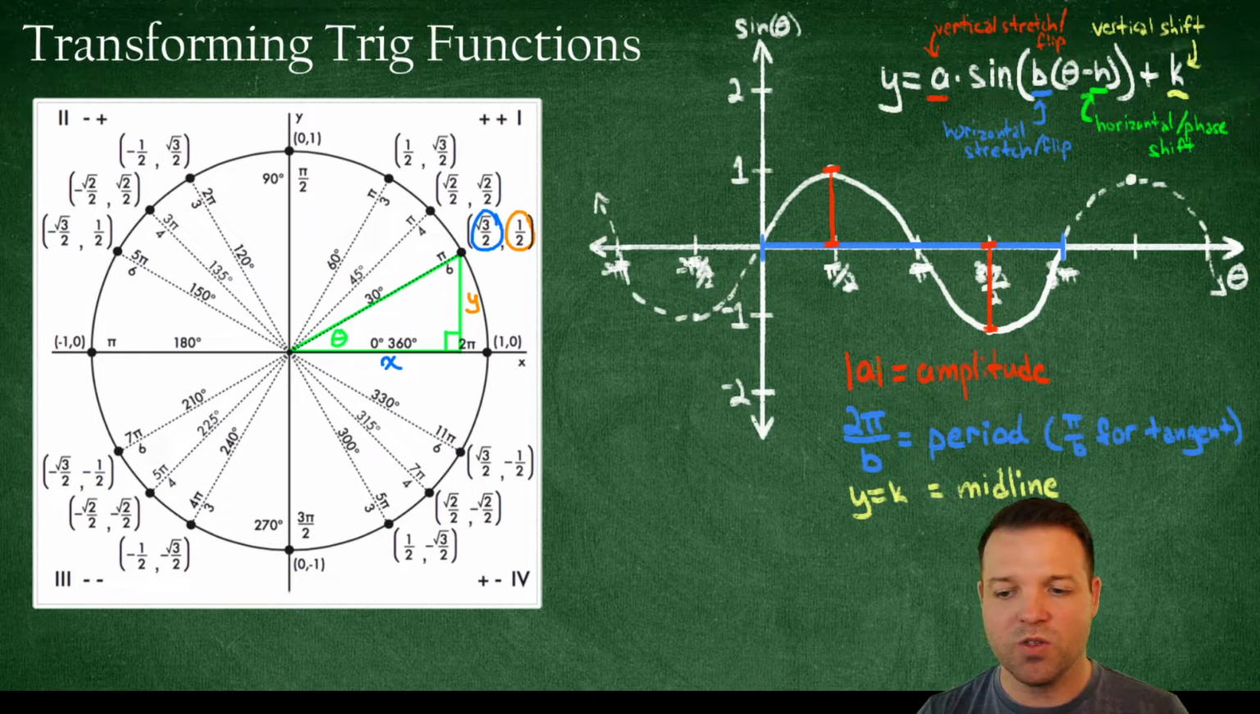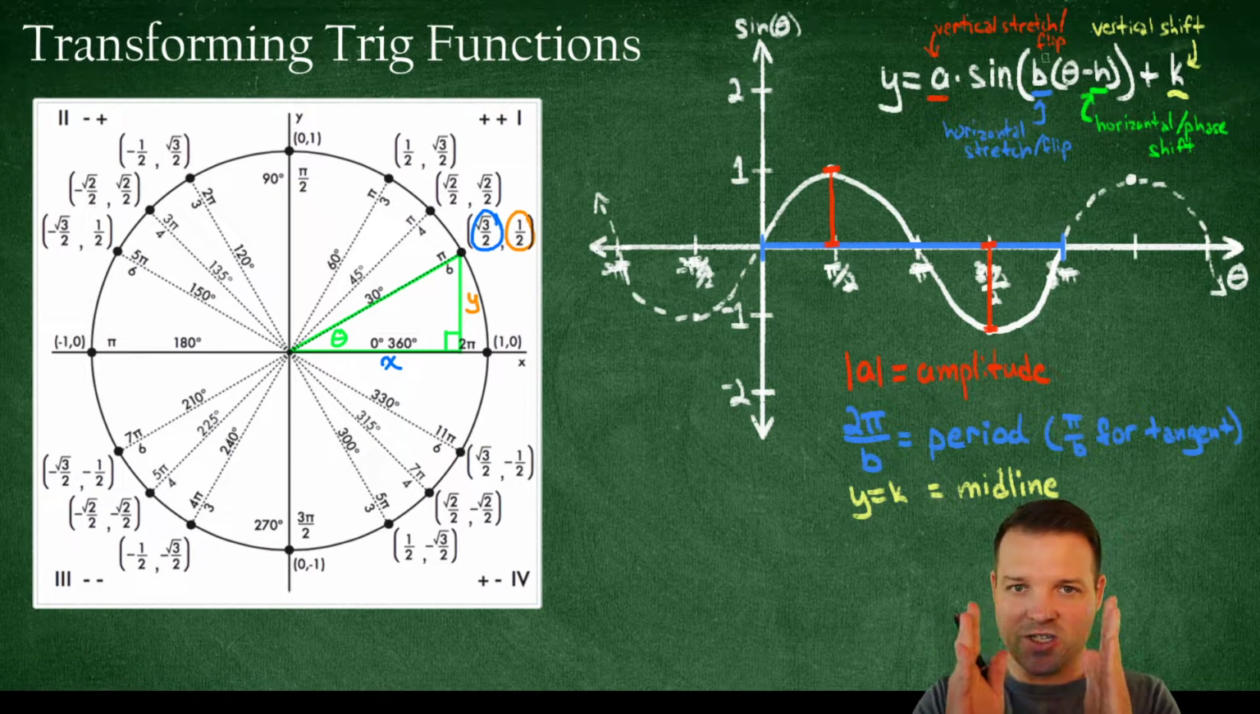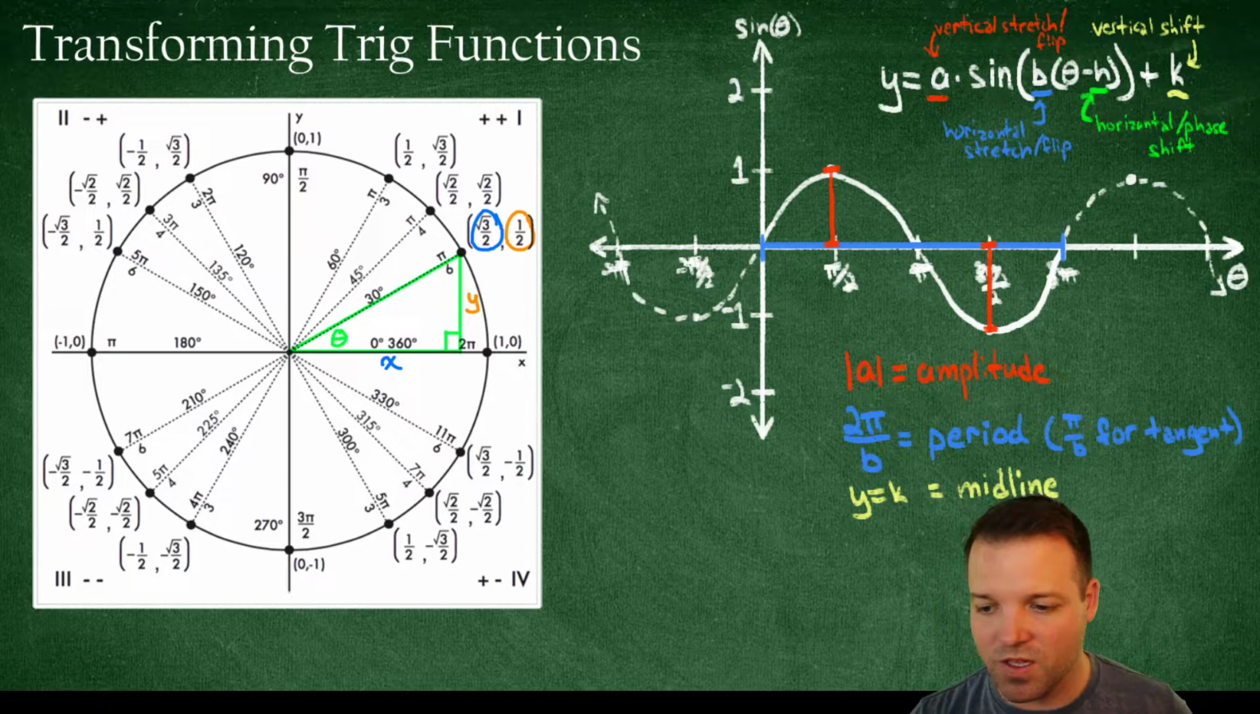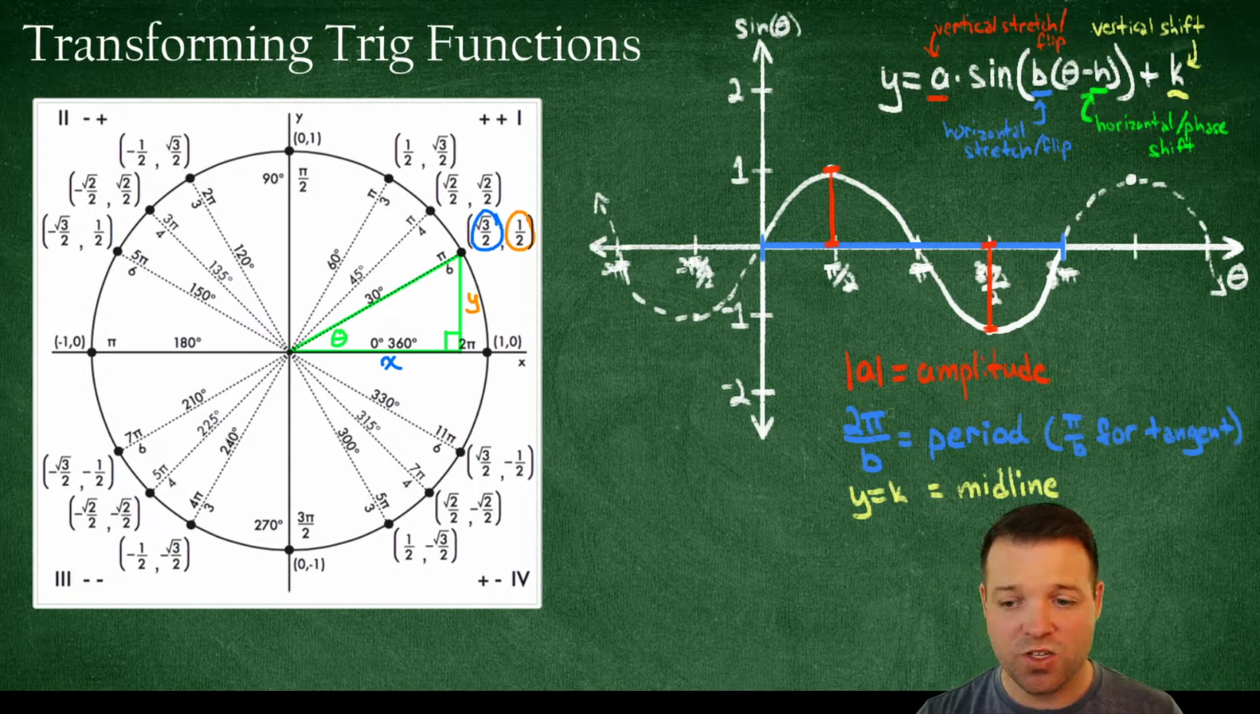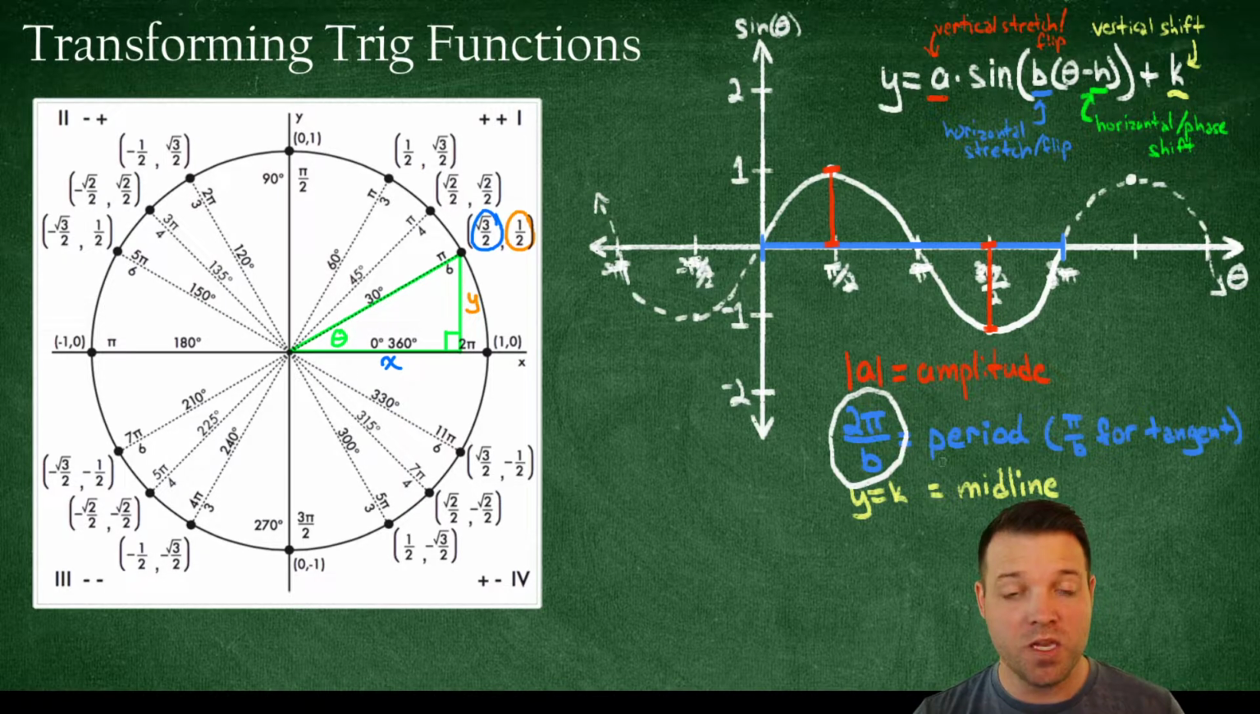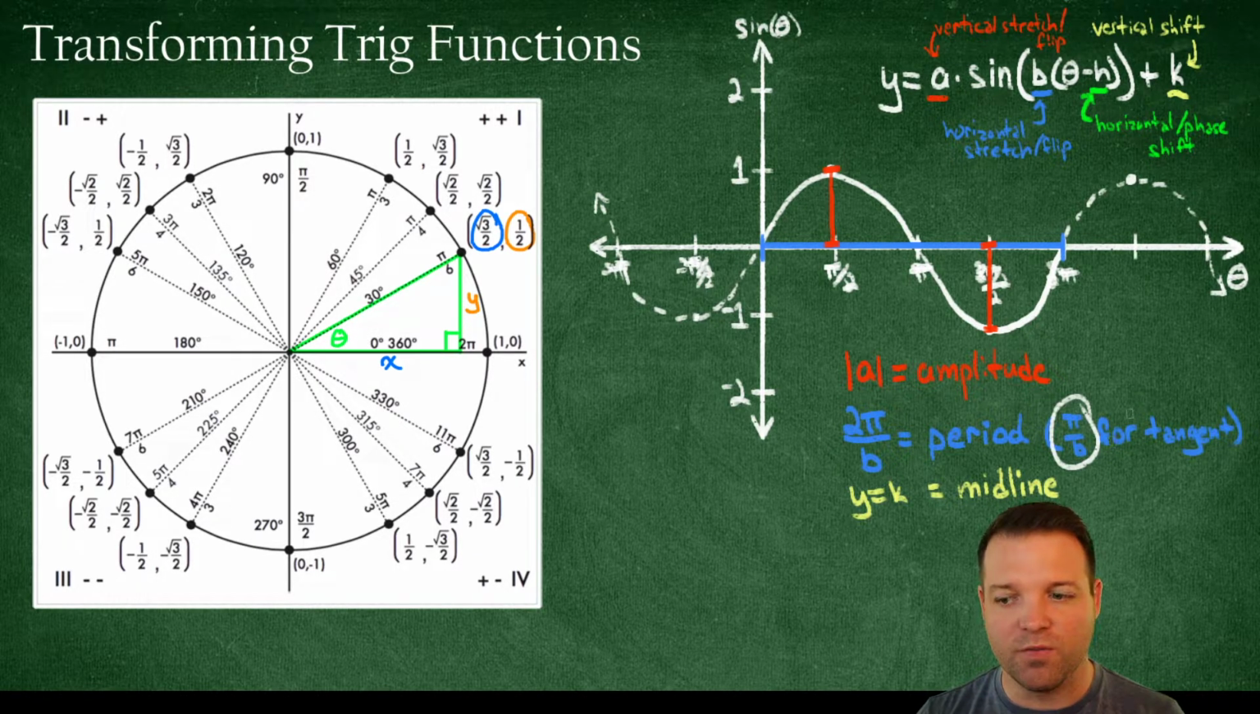The amplitude is the absolute value of A. The reason it's the absolute value of A is because this is a measure of length, and so we don't use negatives here. The B can be used because remember the B is what changes the period. The B can be used, at least for the sine and the cosine, to measure the period. It turns out that you can take 2 pi divided by B, and that will be the period of the sine and the cosine. Now the tangent is half of that, so it's pi over B for the tangent if you want to measure the tangent's period.